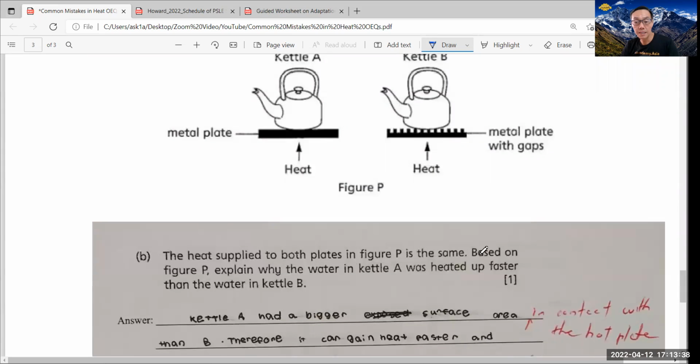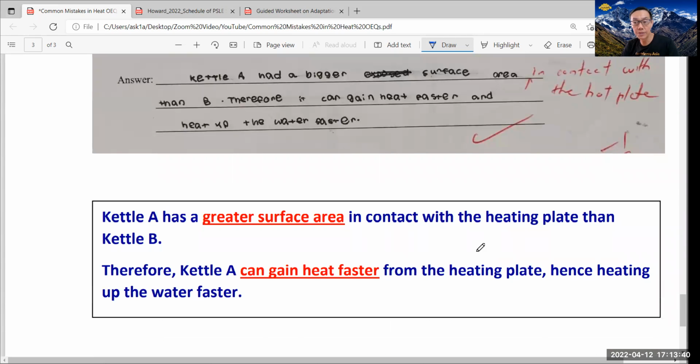Okay, so finally, this is the model answer that PSLE marking expects. So the candidate should put, kettle A has a greater surface area in contact with a heating plate than kettle B. So comparison is made. There will be a conclusive evidence. Therefore, kettle A can gain heat faster from the heating plate, hence heating up the water faster. And this will be awarded the full 2 marks in PSLE marking.